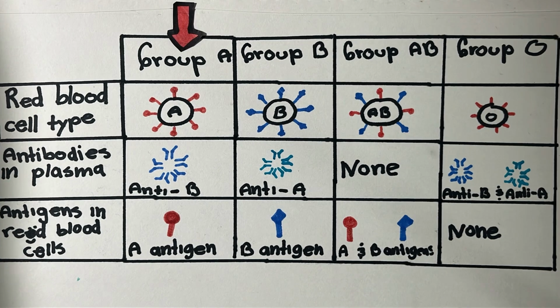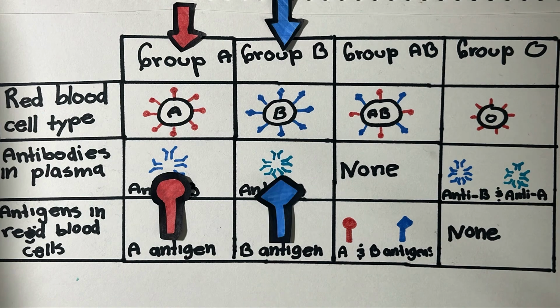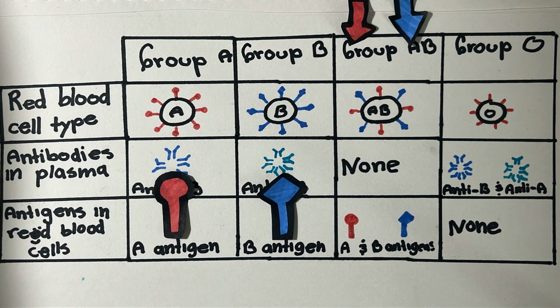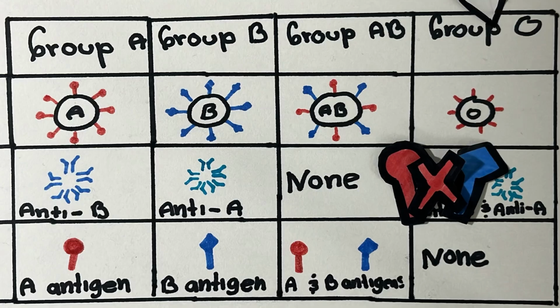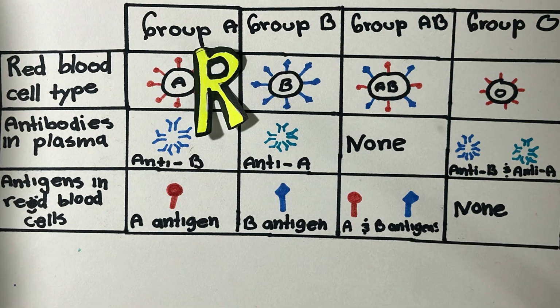People with blood type A have A antigens on their red blood cells. People with blood type B have B antigens. People with blood type AB have both A and B antigens. And people with blood type O have neither A nor B antigens.